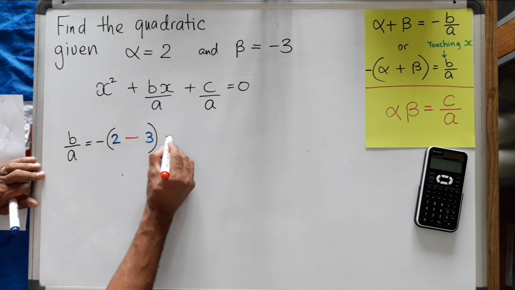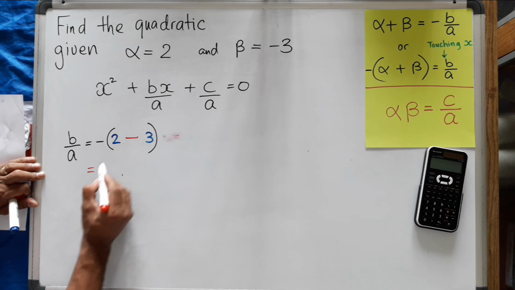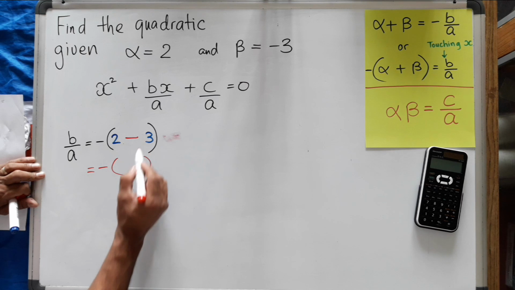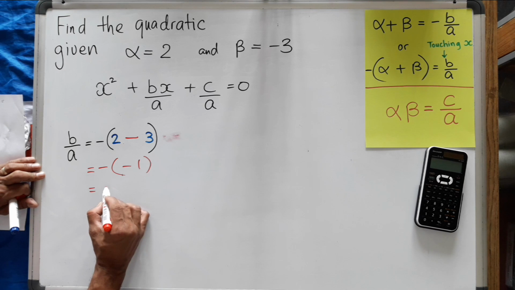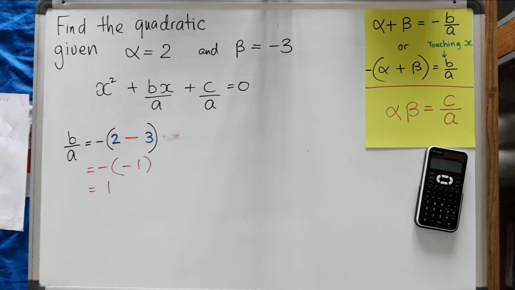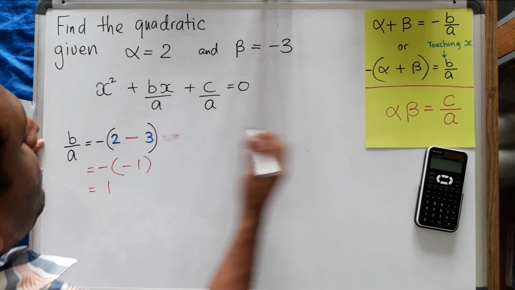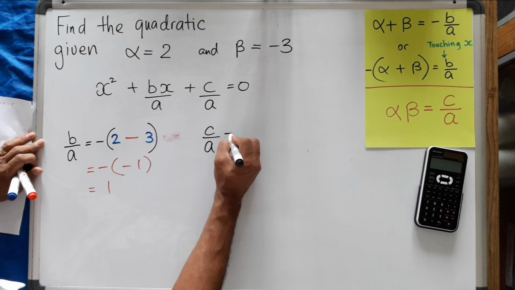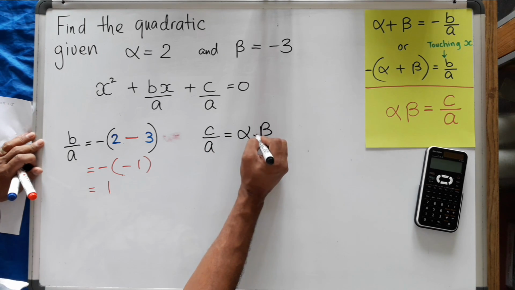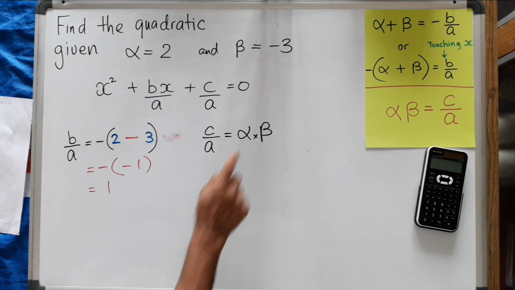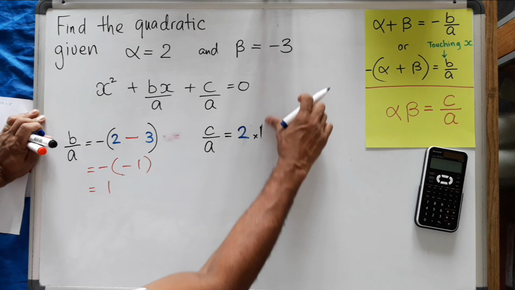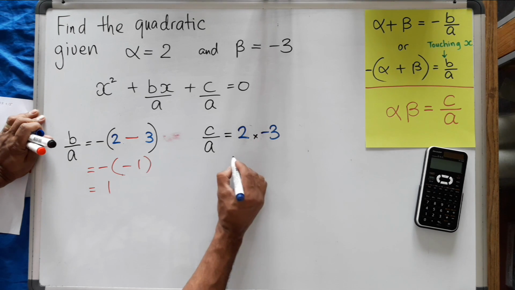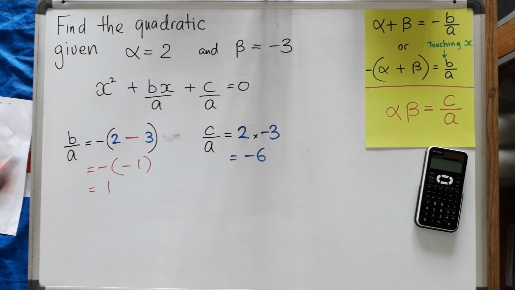So let's work this out. I prefer to work underneath here. 2 minus 3 is minus 1. And what's waiting outside? A minus. So 2 negatives make a positive. So it's positive 1. I'm not going to bother to write the positive. How do you calculate C divided by A? Well, we have a nice formula there. C divided by A is alpha multiplied by beta. Super easy. Alpha is 2. Beta is minus 3. Multiply these two, we get minus 6.